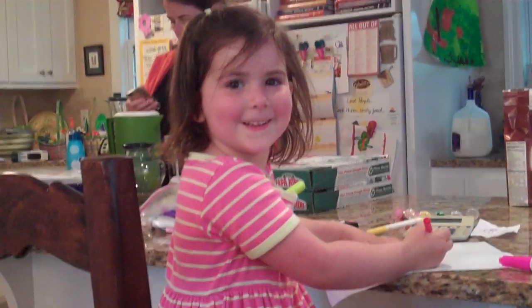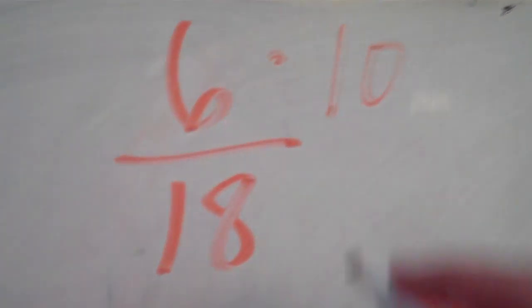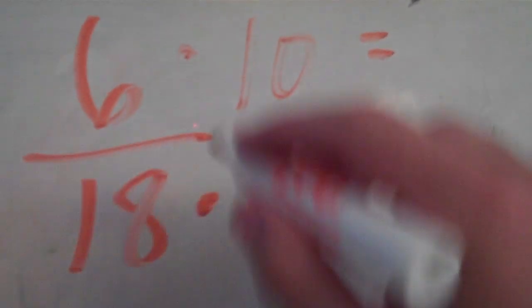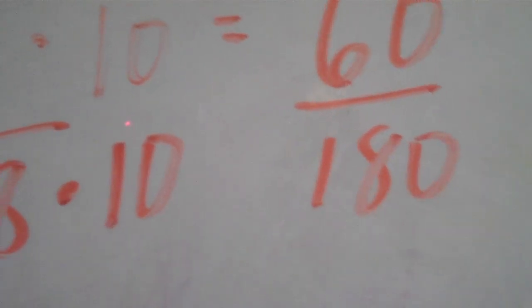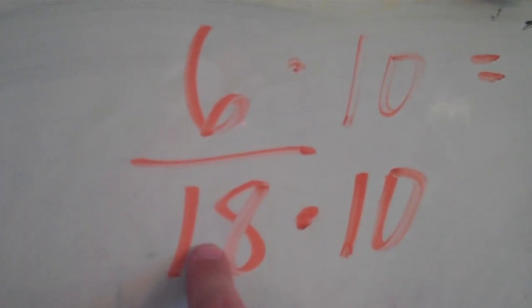So Leland, can you pick a number? Give me a number. 10. 10. Excellent choice. So now we come back here. We're going to use 10. So we're going to multiply the numerator times 10 and the denominator times 10, which gives us 60 over 180. Therefore, 60/180 is equivalent to 6/18.